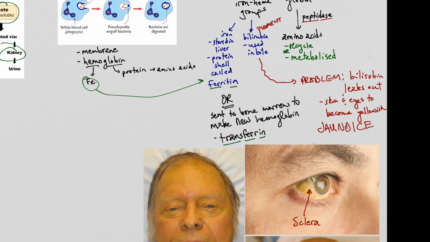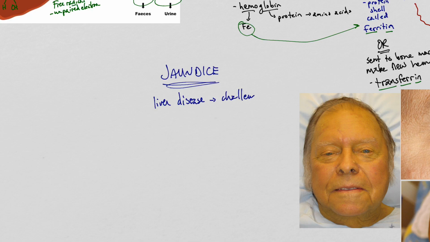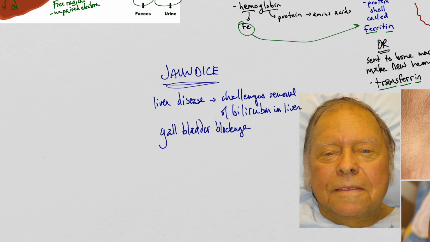So there's all kinds of things that can cause jaundice. There could be some kind of liver disease that challenges the removal of bilirubin in the liver. The gallbladder is where the bile accumulates. And so if you get a blockage in the gallbladder, it could prevent the secretion of bile, so the bile can't secrete, which causes a backup and it can spill out into surrounding tissues.